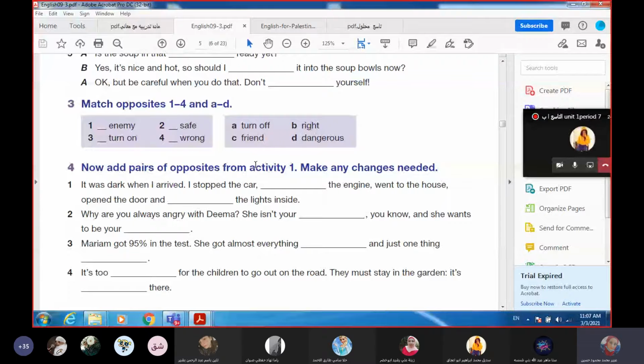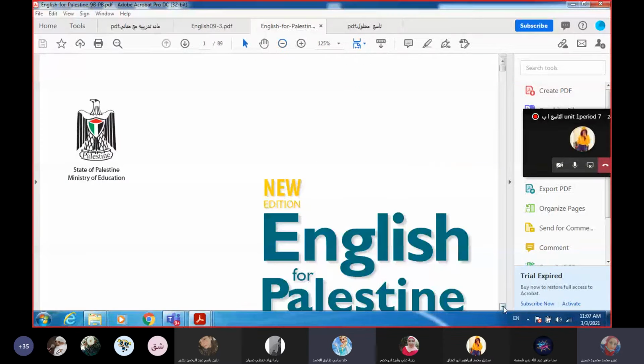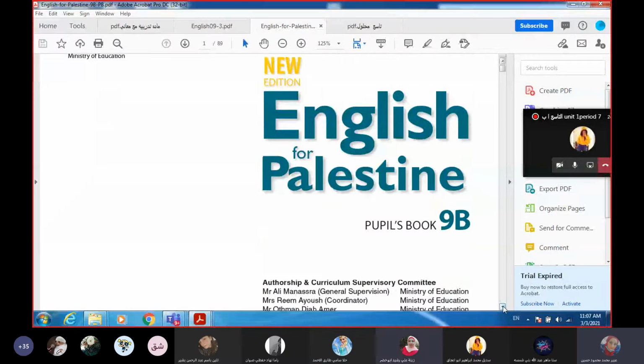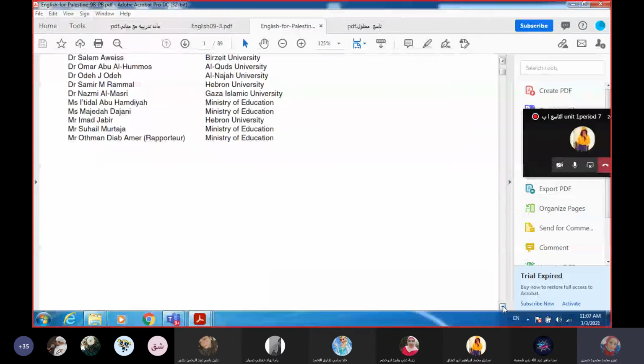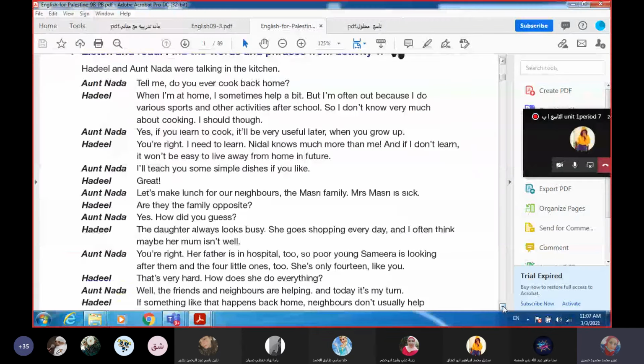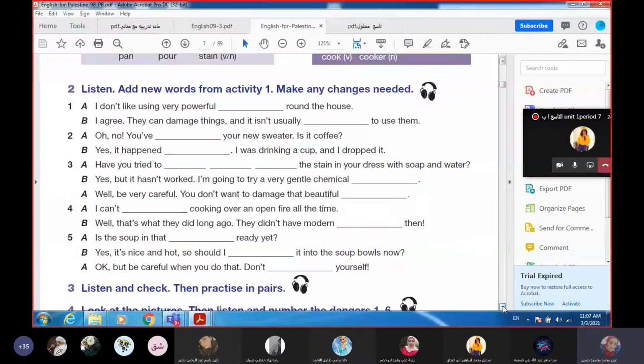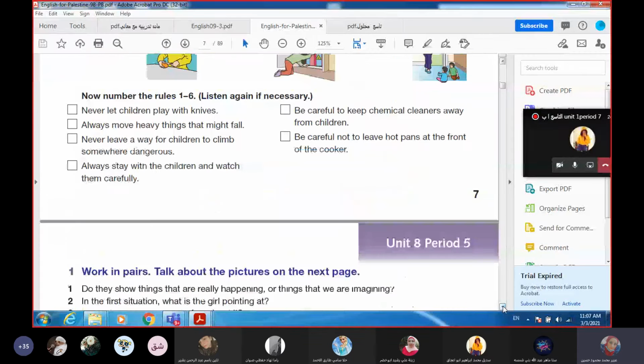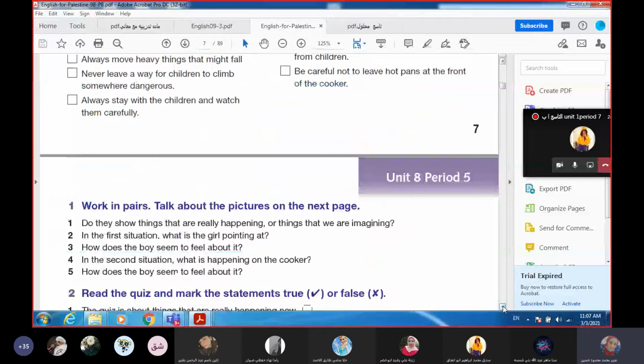Let's continue the lesson from yesterday. Open your book, please. Open your book on page 10. On page 10, please. Now we are going to revise the pairs of opposites. Page 10. Okay. The pairs of opposites.